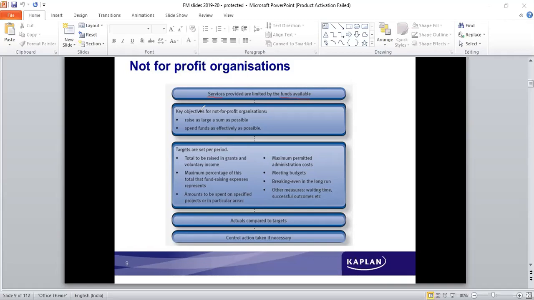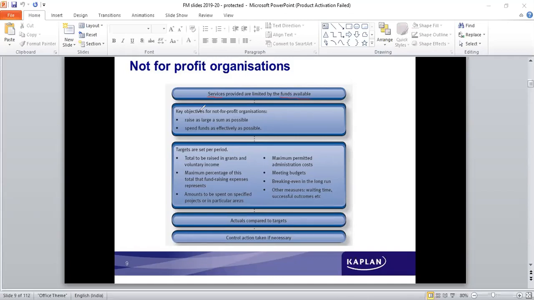This is financial management, so we are not going into the other intricacies of not-for-profit organizations. How is their performance measured? How are they going to achieve their objectives? All that we are not looking into. We are looking only at the finance part. From the focus of financial management, the issues are to raise as large a sum as possible, first, and second, to spend funds as effectively as possible. So wherever possible, they should cut down on the cost.